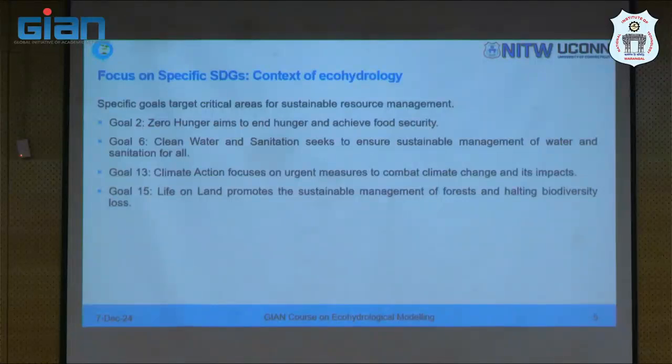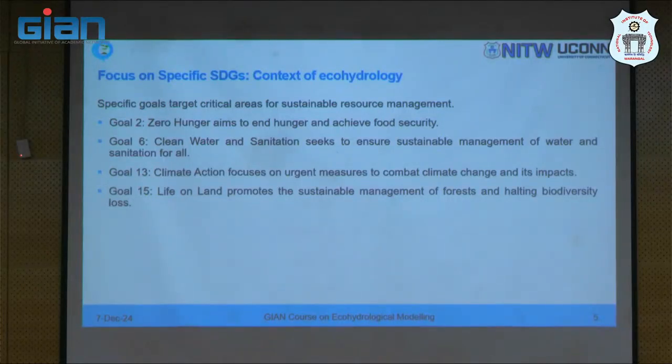So when you look at that in the context of ecohydrology, what can you contribute? What can you work on? There are specific goals. Goal 2, zero hunger, aims to end hunger and achieve food security. We have been talking about food production, right? We have been talking about ecosystem services and food provisioning as one of those ecosystem services. We have been talking about modeling and how you can use models and tools to evaluate how much agricultural production takes place in a watershed.